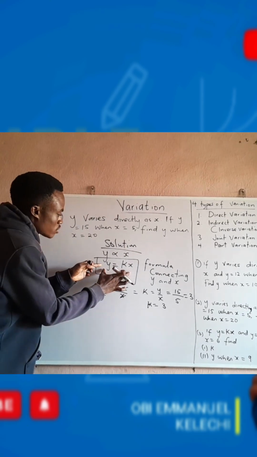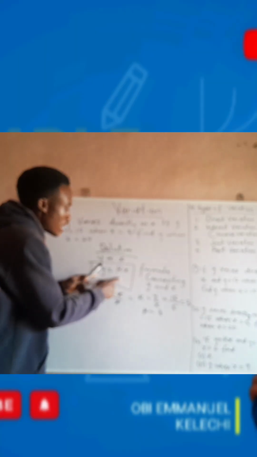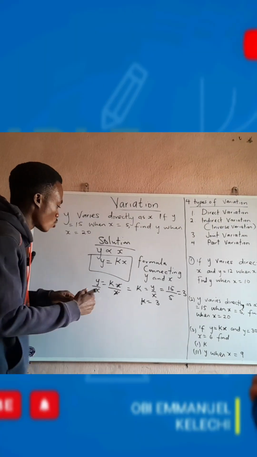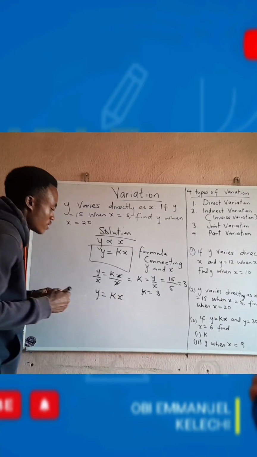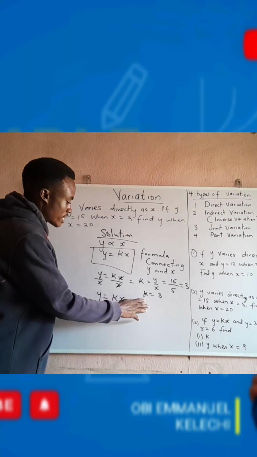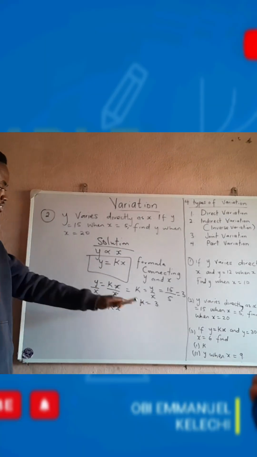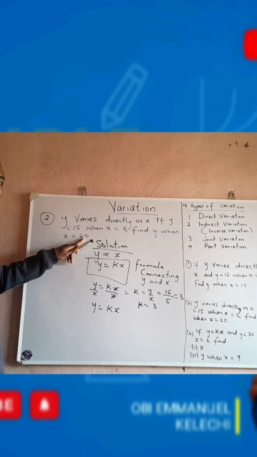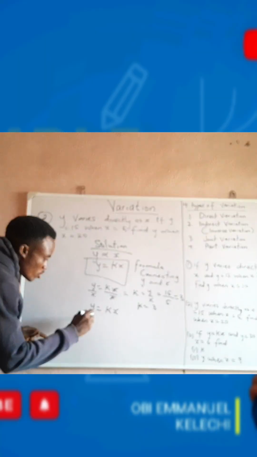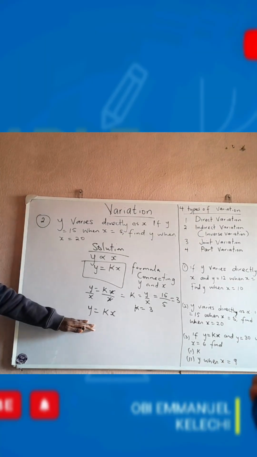So we'll still bring out this formula because I just remember what I said. I said this is the formula connecting x and y. So we'll bring out that formula: y is equal to kx. Now, we've gotten our k. Our k is 3, you can see it. Now, from the question, they gave us x. Our x is 20. So you just substitute it into here because y is already standing alone.